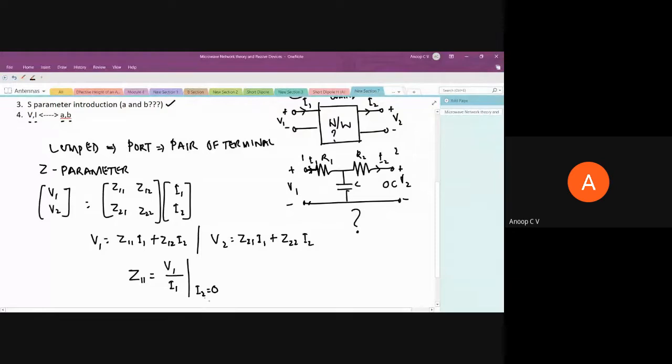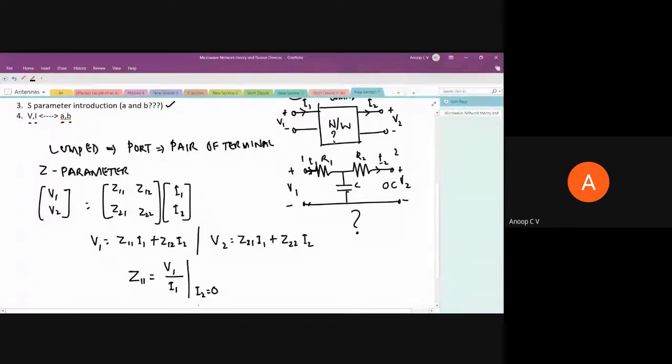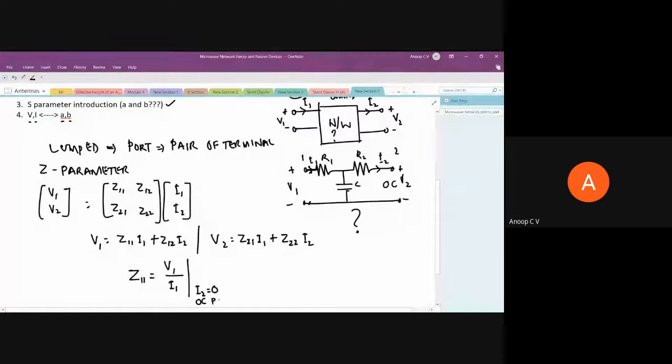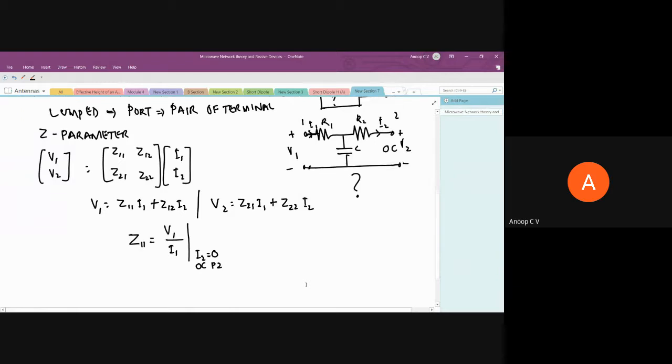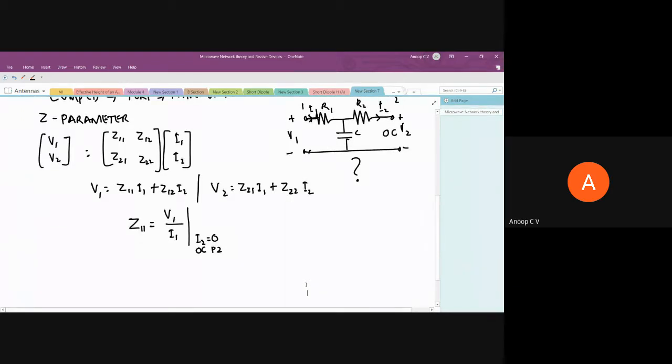I should open circuit this port 2. So I2 equal to 0 means open circuit port 2, right? So I should be able to open circuit. Similarly, if I want to find Z21, it is nothing but V2 by I1 when I2 is 0. So again, open circuit port 2.